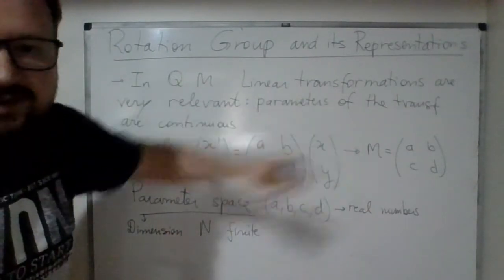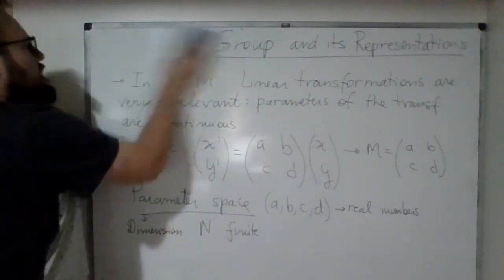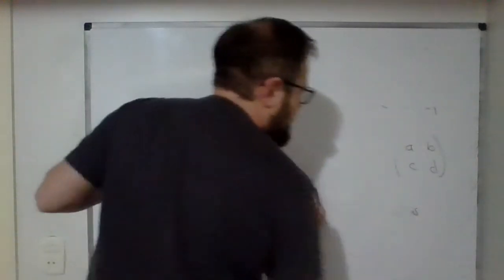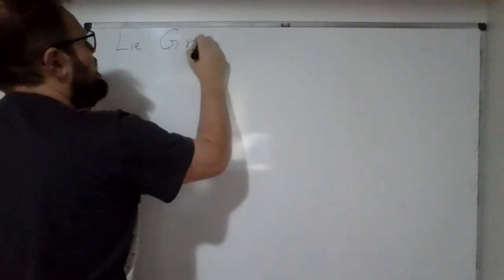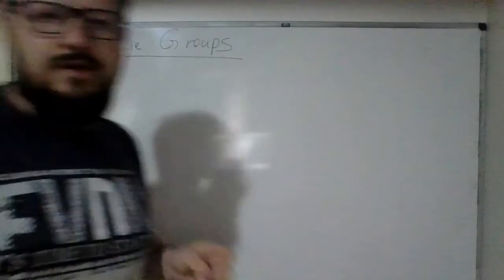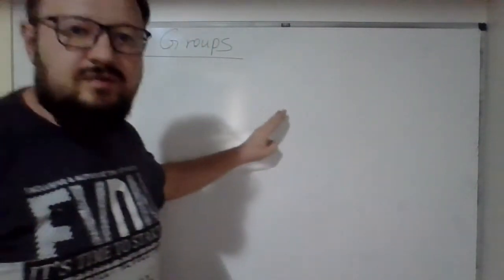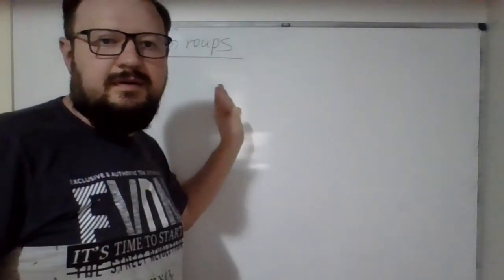Well, among all the continuous groups, there is a specific kind of object which is called a Lie group. Lie groups are very important in quantum mechanics. We will discuss Lie groups in brief, but rotation groups are special kinds of Lie groups.